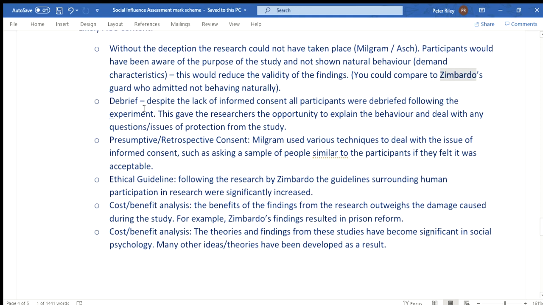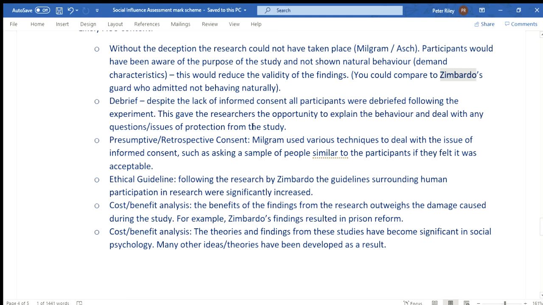The second point that you could refer to is debrief. So even though people like Milgram and Asch didn't have consent, they did use their debrief effectively. They asked all the participants at the end of the research whether or not they were happy to take part, and they all agreed that they were. It also gave the researchers the opportunity to explain the behaviour to the participants, that it is natural. So conforming to a majority or obeying a legitimate authority figure is normal, and they haven't done anything wrong. They're not strange or bizarre, weird people.